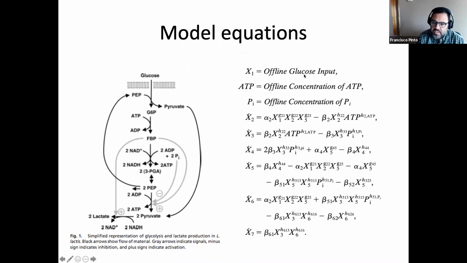So we have some independent variables. For example, the glucose availability in the extracellular media is an independent variable. That variable is not going to be defined by the model. So we have to input the values of glucose on every time step available in the media.